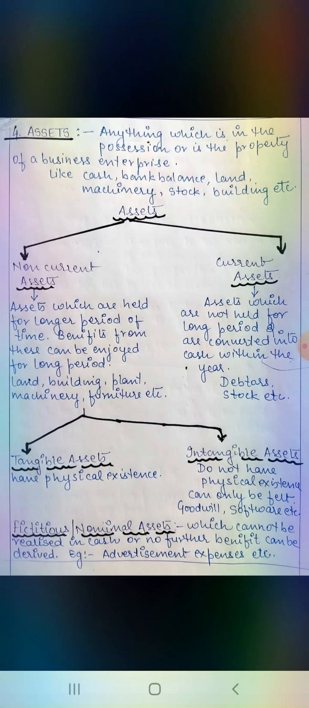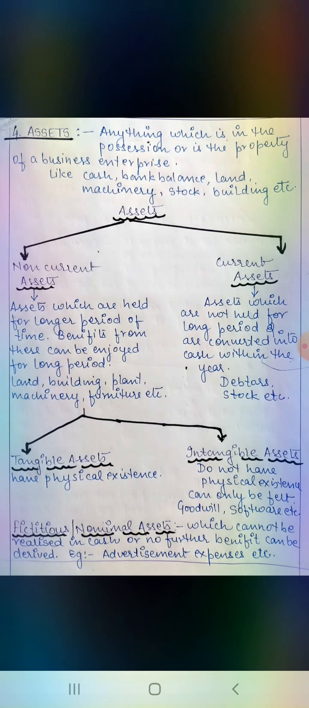Like plant, machinery, land, building, furniture, motor vehicle. This is the property of the business, है ना? This is the property of the business. The possession of these things are with the business. So all these things are known as assets.